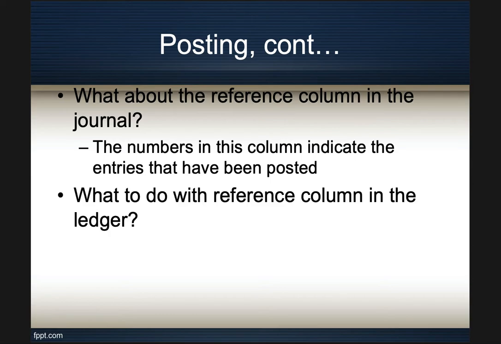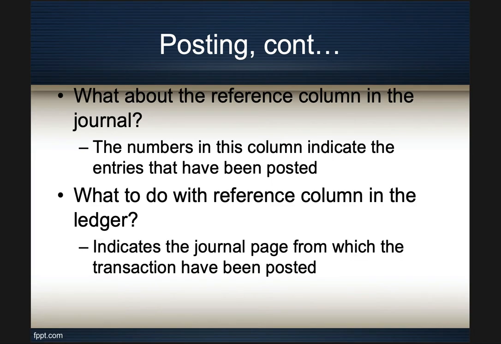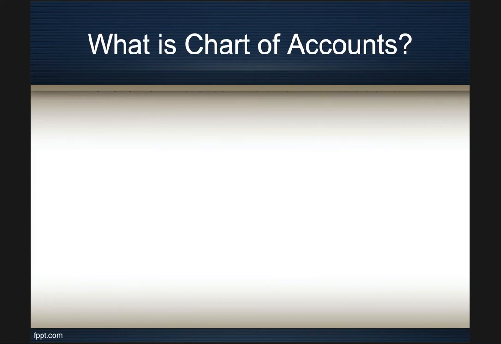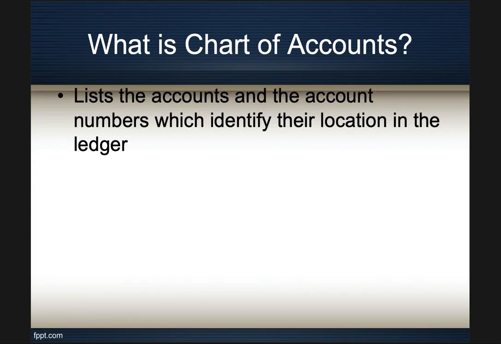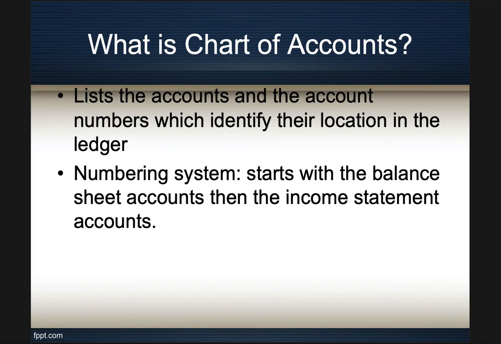So what to do with the reference column in the ledger? Again, in my previous example, it indicates the journal page from which the transaction has been posted. Now, a while ago I mentioned the chart of accounts, right? A chart of accounts lists the accounts and account numbers which identify their location in the ledger. So the numbering system starts with the balance sheet accounts, as I have shown you a while ago, then the income statement accounts. So we'll do some examples for this posting.